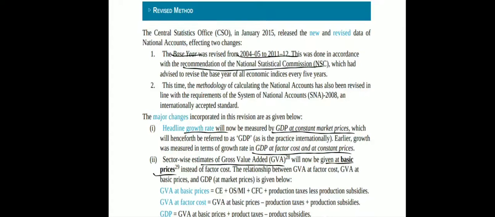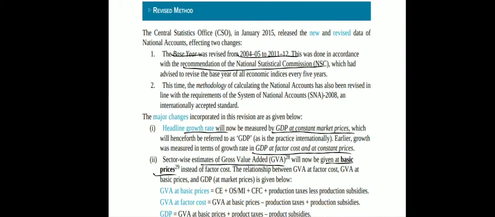And what is the difference between GVA at basic price and GVA at factor cost? When we have calculated GVA at basic price, we will deduct the production taxes and add production subsidies, which in this case we were deducting subsidies and adding taxes. This is the sole difference.